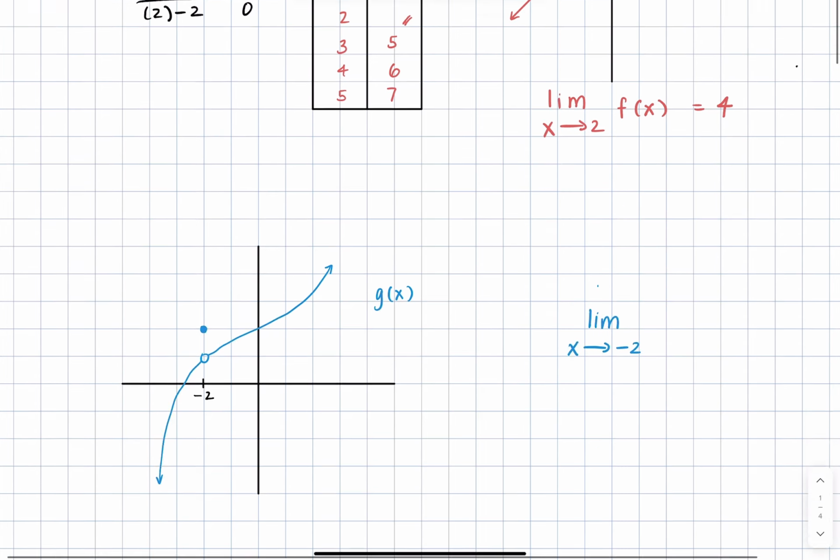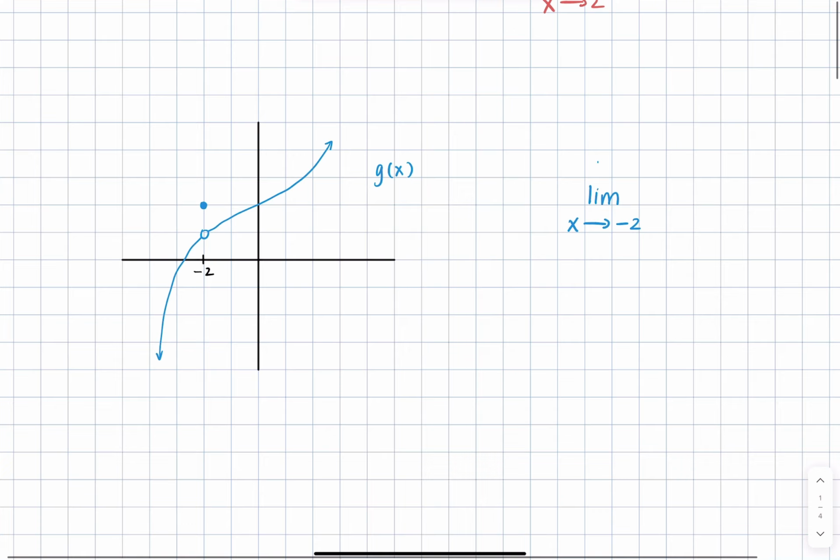Let's look at another example. We have g of x over here, and we're trying to find the limit as x approaches negative 2. Let's confirm something real quick. We see this point over here. This is going to be our value for g of negative 2. So g of negative 2 is going to be 2, this point right here. But that's not our limit.